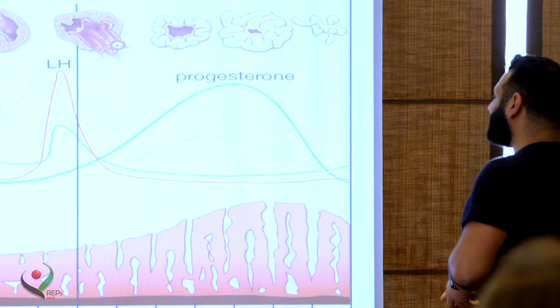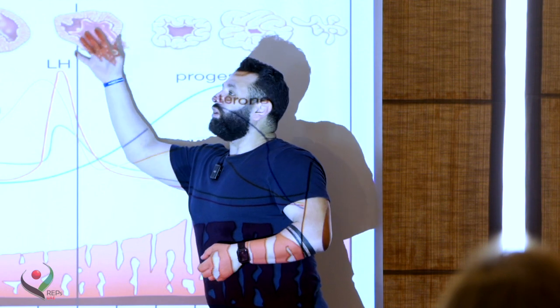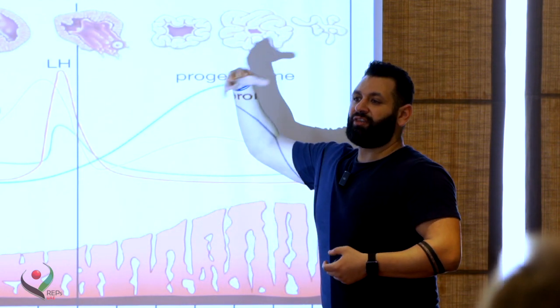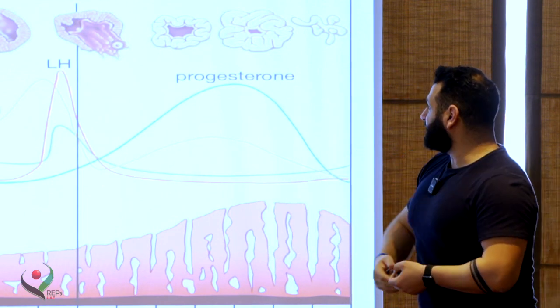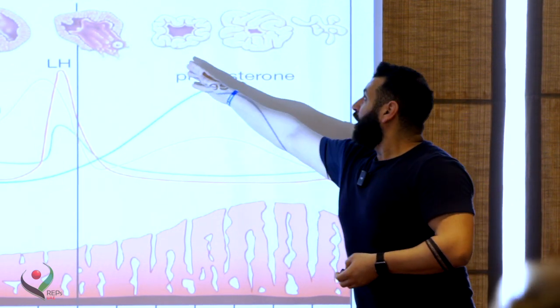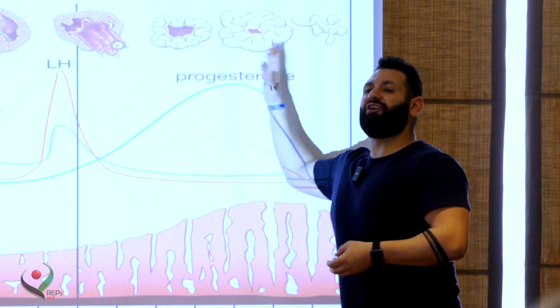And then on day 14, there's what we call ovulation. This is when the ovule is secreted, and this is when the woman is ready for pregnancy. And then there is the luteal phase, which is preparing for pregnancy.